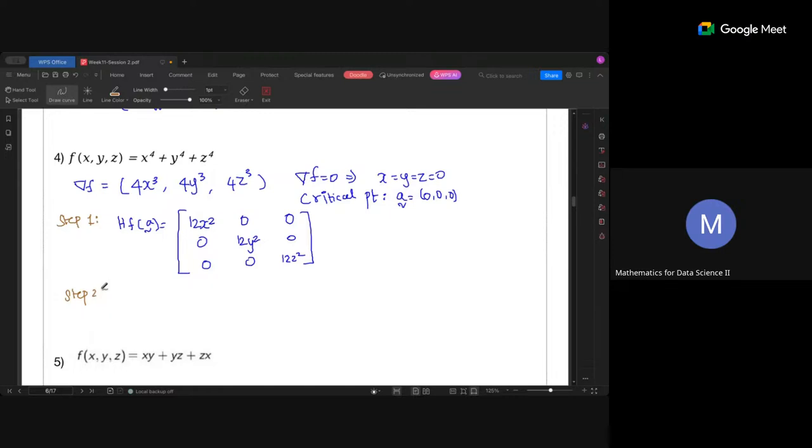Okay. So the next step, you have to find the determinant. So in step 2, what is the determinant of this matrix? Yes. Zero. By the way, it is 1728 x square, y square, z square. Hold on. So this is just Hf. Now, what is Hf of a tilde? 0. It is a 0 matrix, right? Since it is a 0 matrix, the determinant is 0. So straight away, you can say that the test is inconclusive.